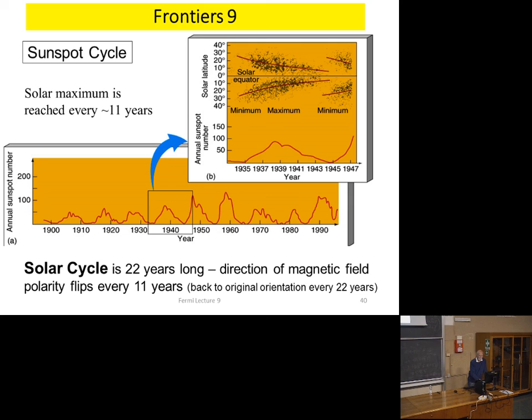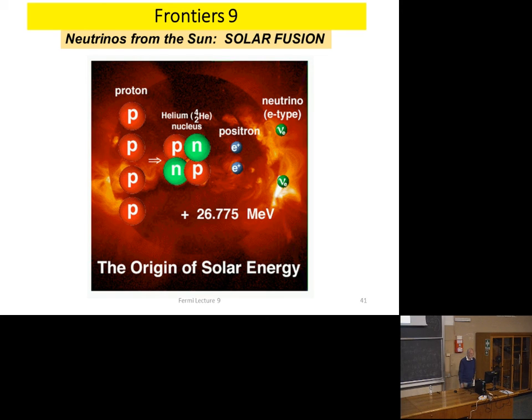This is just some measurements of that were made since 1900, and it's very consistent that it takes basically 11 years for a solar maximum, or 22 years total. Okay, let's take a break, and then I'll go on to talking about the core and the fusion reaction, which is back to the neutrino story.